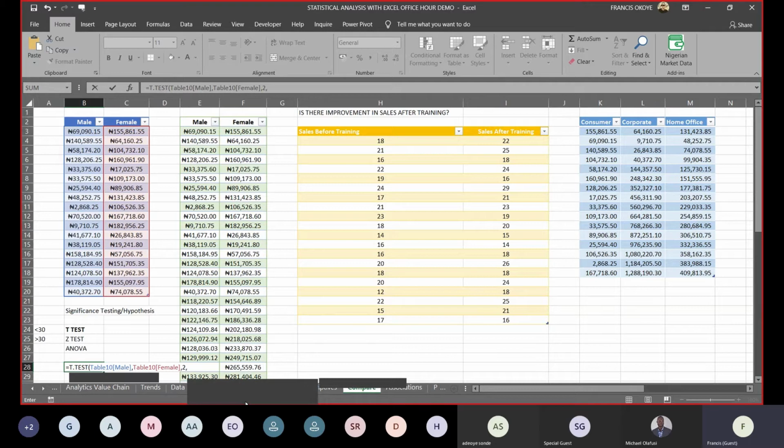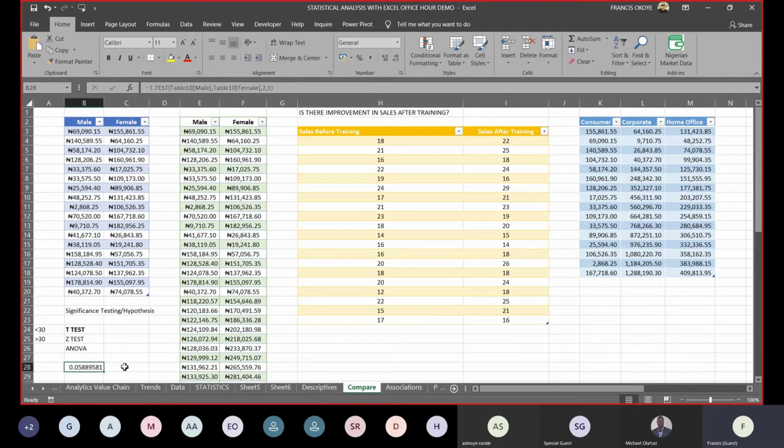So if it's the same sample size, we put paired. Then we run that, and that is our probability. So the question now is, is it significant or not? What is significant?